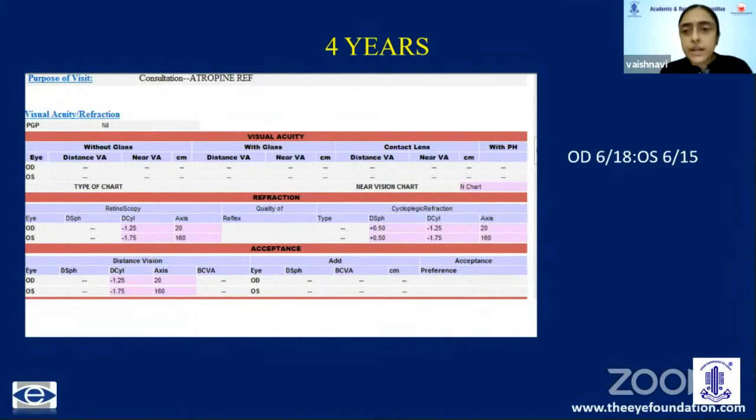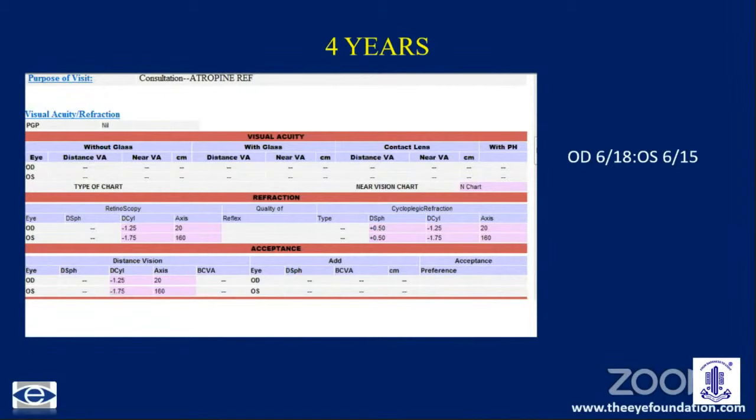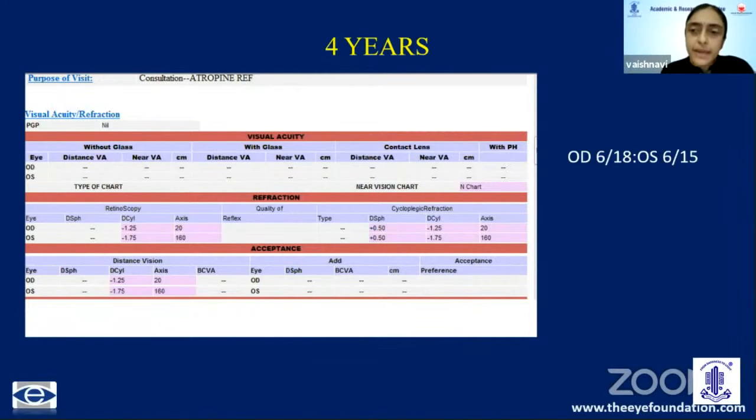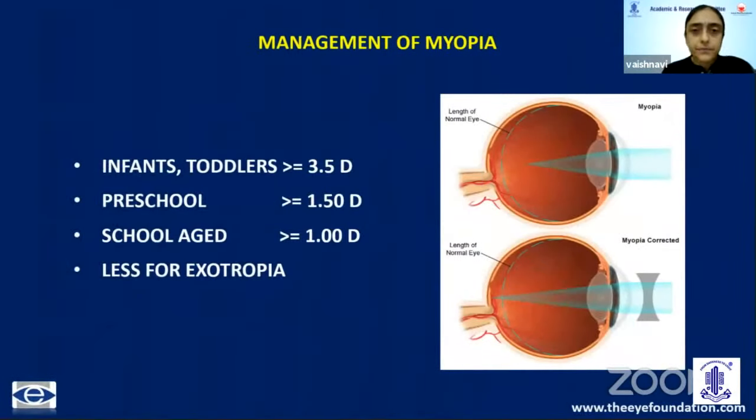This is a 4-year-old child with a refractive error of about minus 1.75. But the best corrected visual acuity is only 6/18 and 6/15. So in this case, just go ahead and give the glasses.